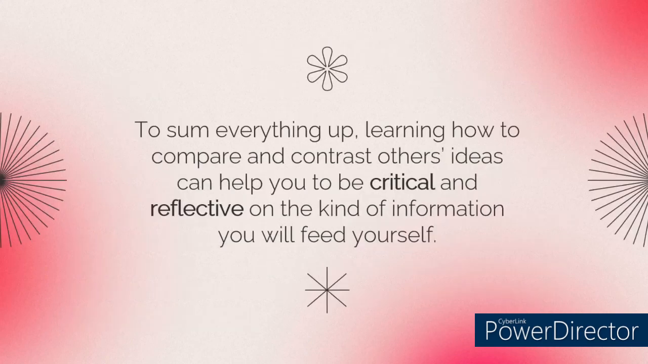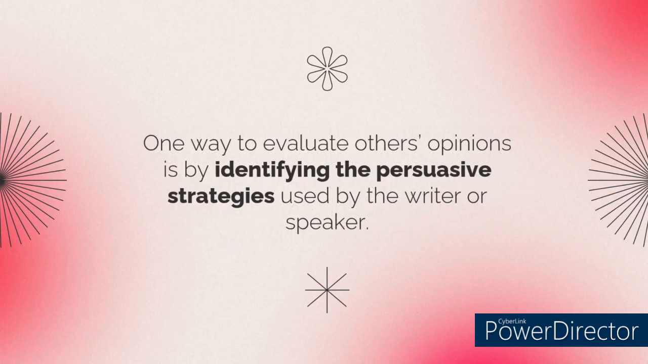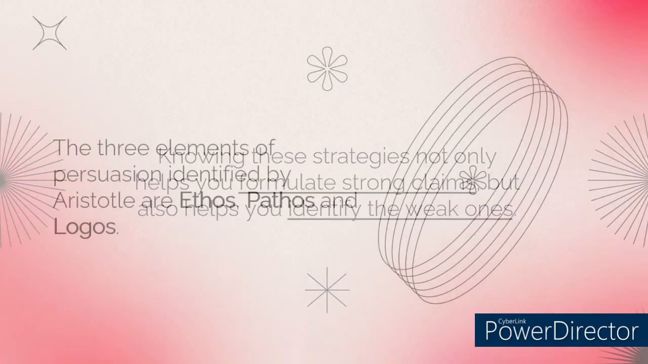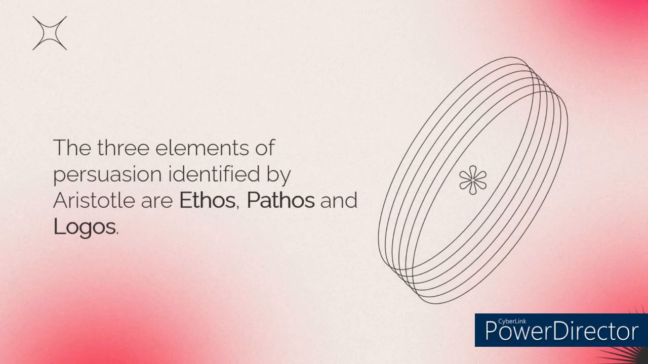To sum everything up, learning how to compare and contrast others' ideas can help you to be critical and reflective on the kind of information you will feed yourself. One way to evaluate others' opinions is by identifying the persuasive strategies used by the writer or speaker. Knowing these strategies not only helps you formulate strong claims, but also helps you identify the weak ones. The three elements of persuasion identified by Aristotle are ethos, pathos, and logos.